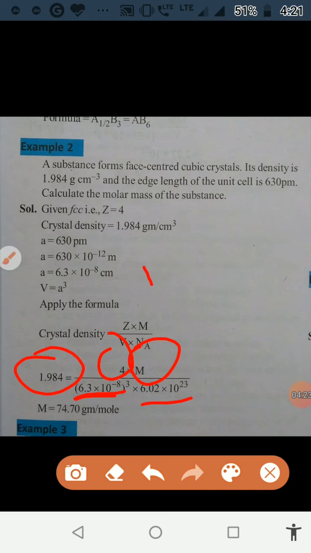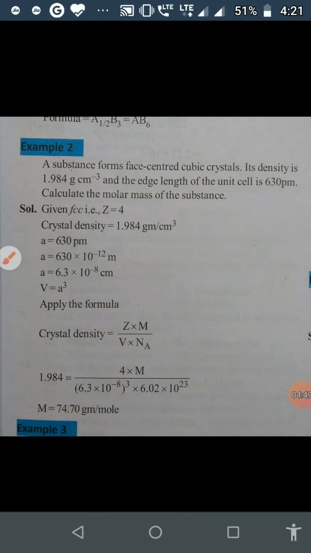If we transpose here, we can write M is equal to 1.984 into 6.3 into 10 to the power of minus 8 whole cube into 6.022 into 10 power 23, whole divided by 4, is equal to 74.70. On calculation, we will get the data 73.70. This completes the numericals on the density of unit cell and the number of particles per unit cell. Thank you.